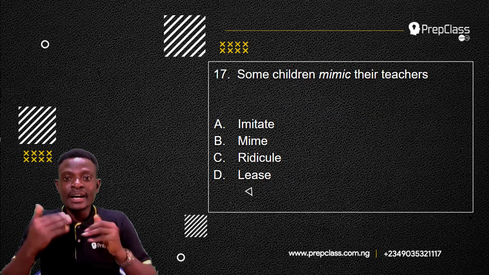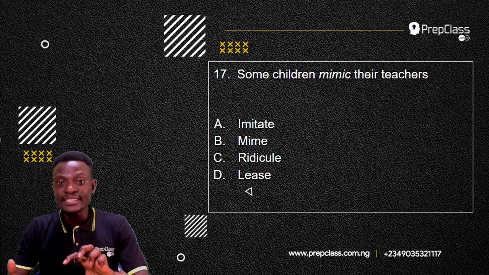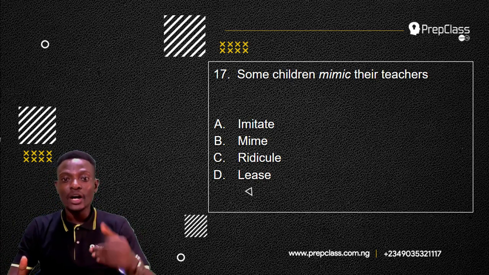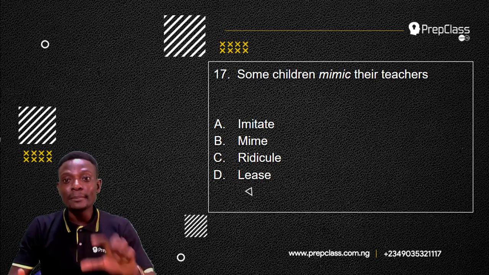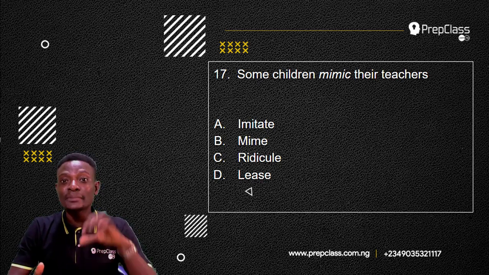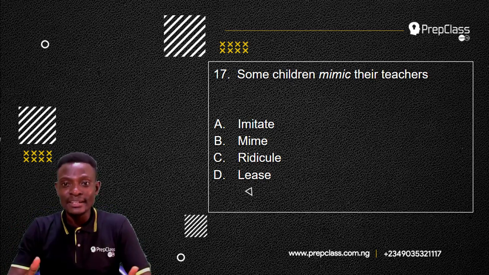Question 17. Some children mimic their teachers. Option A, imitate. Option B, mime. Option C, ridicule. Option D, lease. Some children mimic their teachers. Now, the word in italics here is mimic. We have to select the nearest meaning to the word mimic.